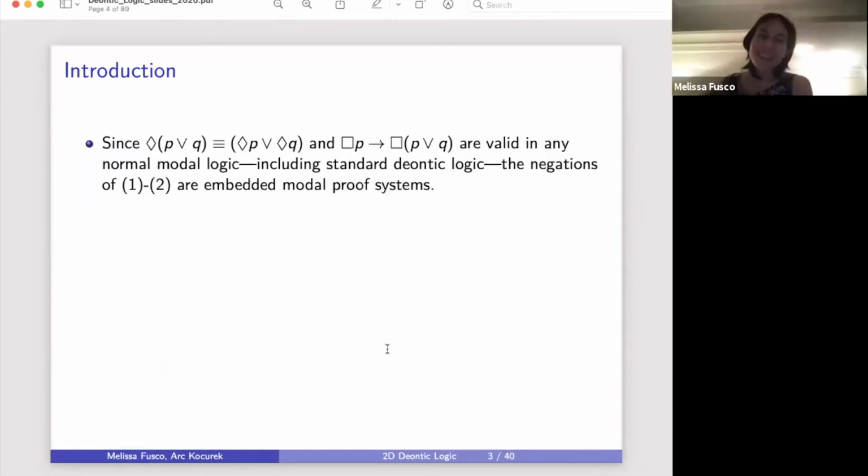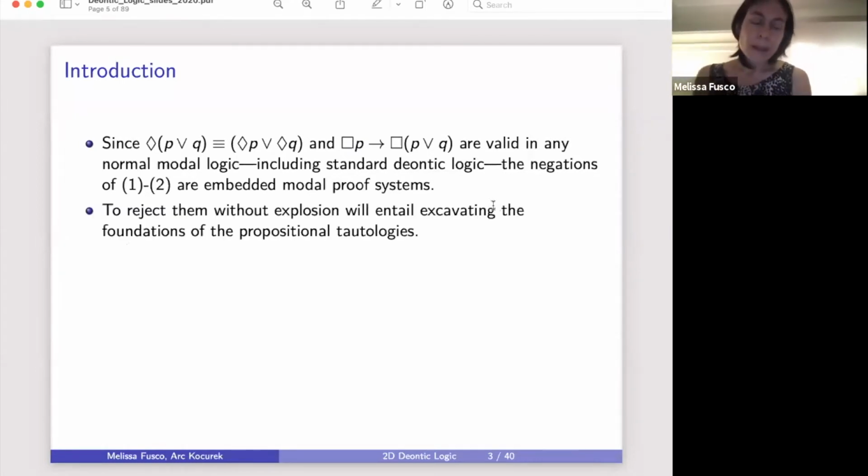So of course, this equivalence, the diamond distributing over the disjunction, and box P entailing box P or Q, those are valid in any normal modal logic, including standard Deontic logic, which is normal. So the negations of 1 and 2 are sort of embedded in proof systems. If you want to reject them without, I don't know, killing everything, then you need to sort of excavate the foundations of the propositional tautologies. So that's sort of what I'm going to be doing in the big picture.